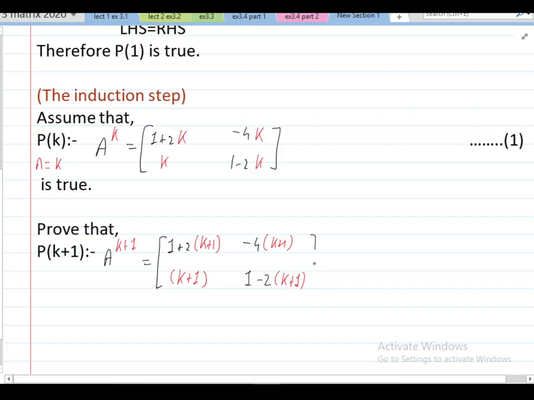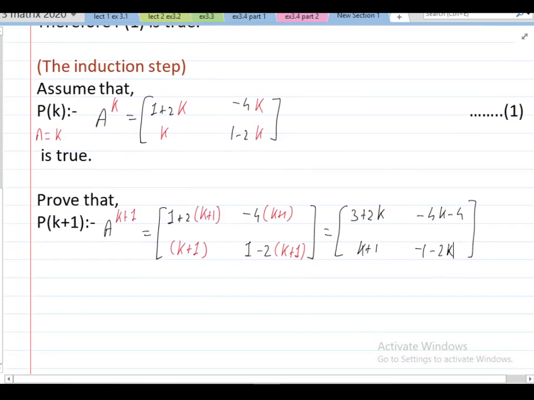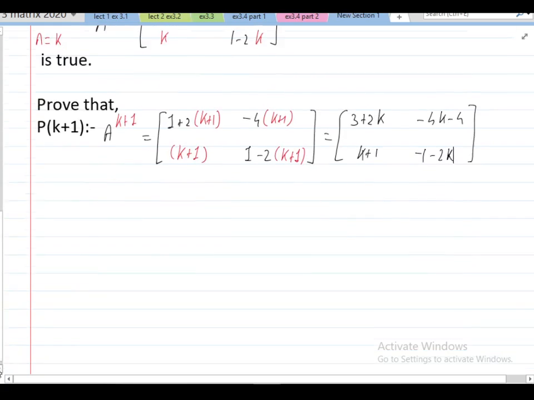Let's simplify this so we can understand properly. Multiplying, we will get 3 plus 2k, minus 4k minus 4, k plus 1, and 1 minus 2k. Done. We have to prove this, no need to be happy yet.